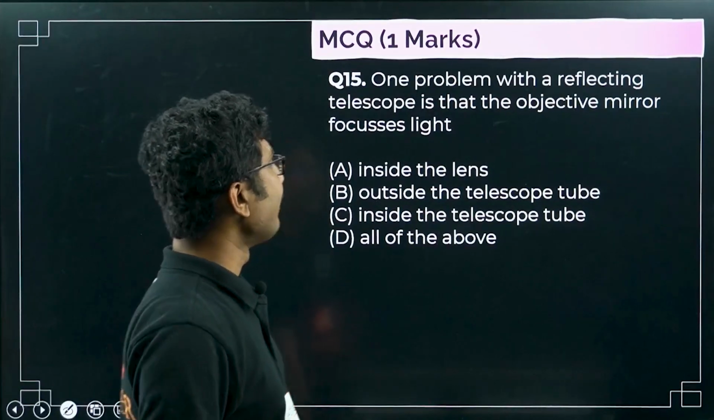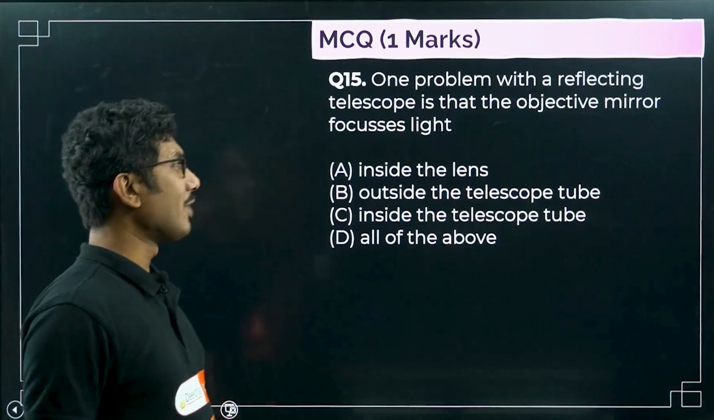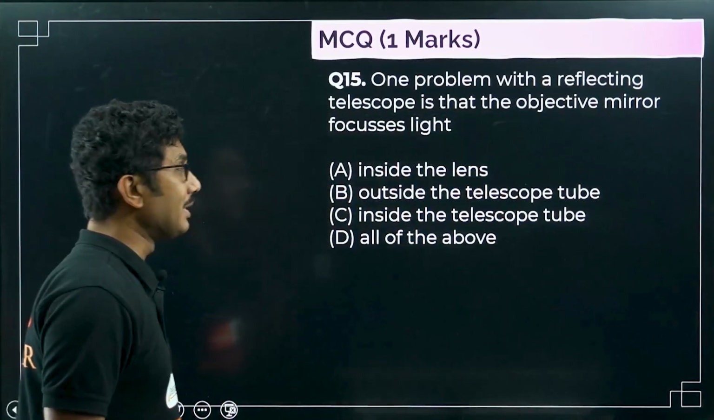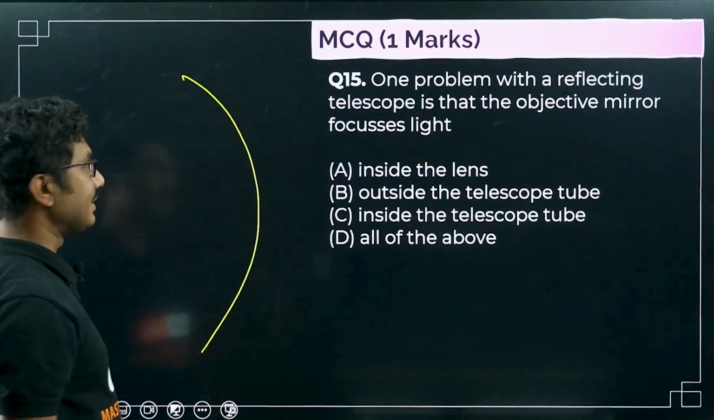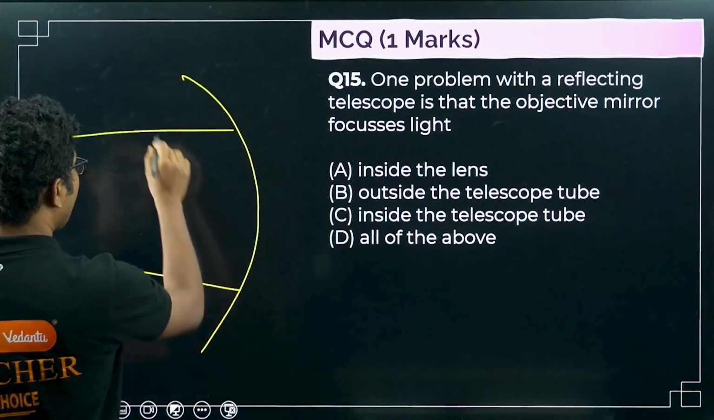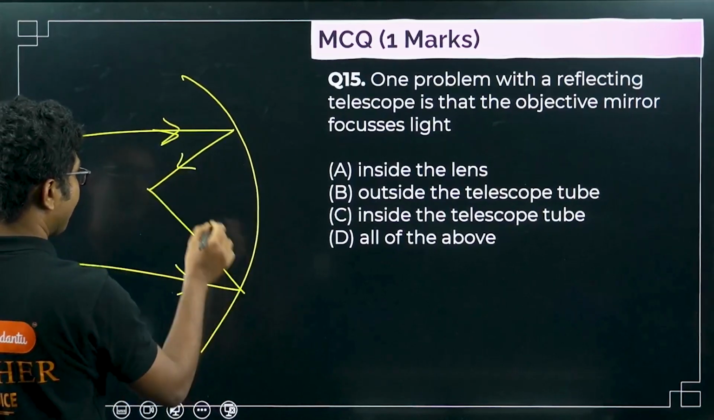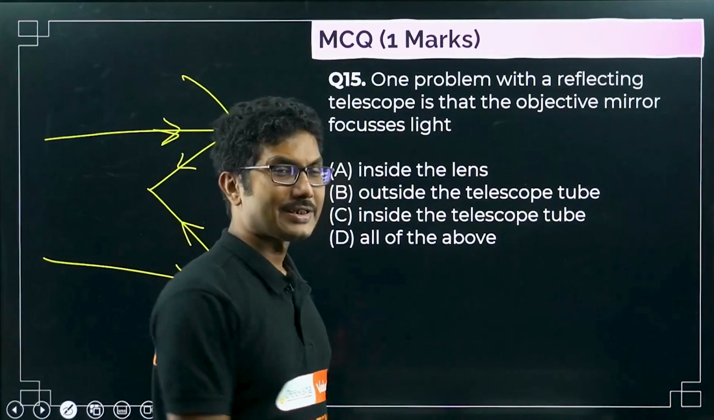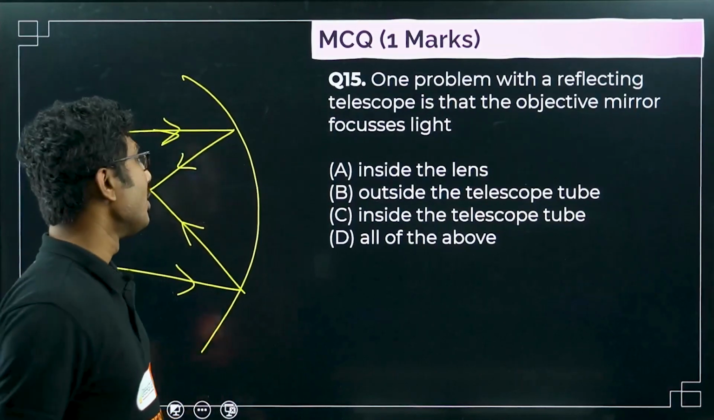One problem with a reflecting telescope is that the objective mirror focuses light. So this is one of the problems of reflecting telescopes. What could be the possible problem? Suppose this is the objective, this objective is always a concave mirror, right? Now after the rays are falling on the mirror, they always meet here. So the rays try to focus inside the tube, but how can you see that rays are getting focused inside the tube? So how to do that?